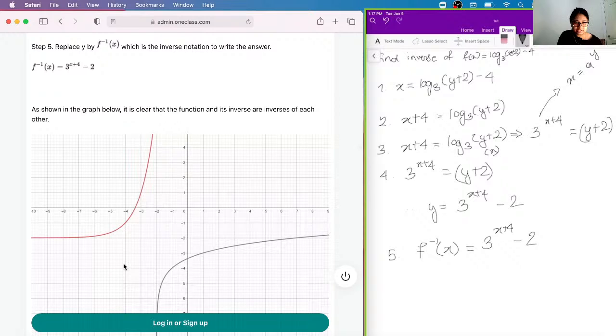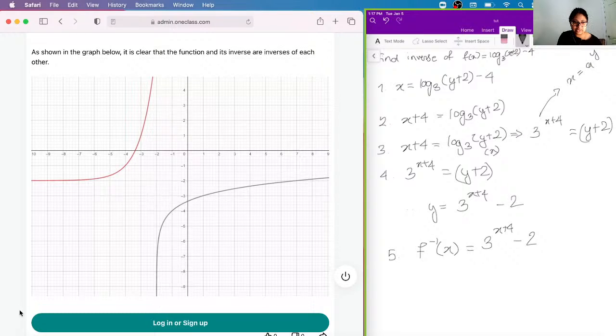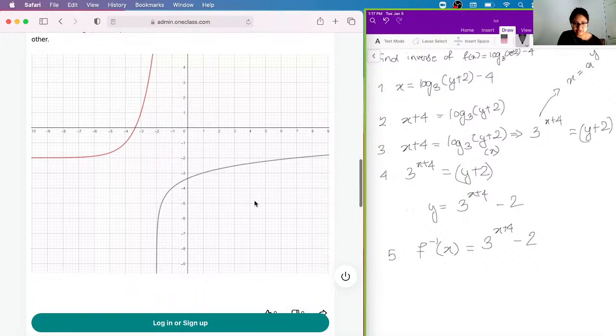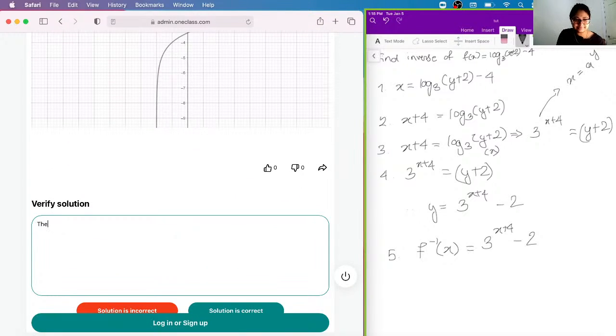And as shown in the graph, this is a graphical representation of what an inverse function looks like. So you can see the asymptote crossing here, and these are the inverse functions. They're basically the opposite. Okay, and so this is correct.